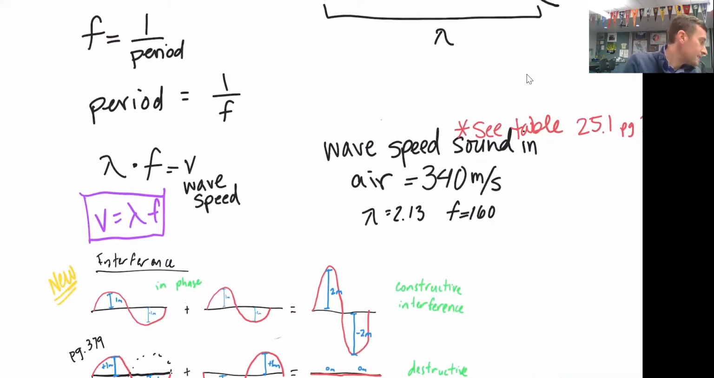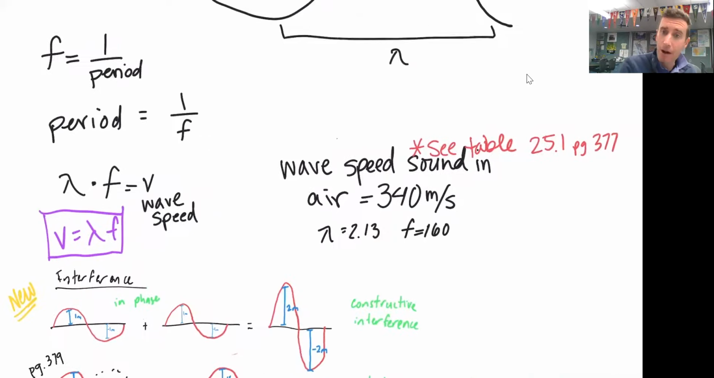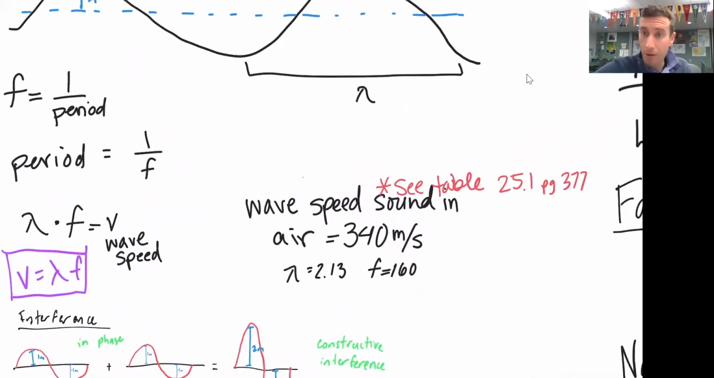Then on 377, it talks about the speed of sound. It shows a little table where the speed of sound remains constant, but the frequency and the wavelength vary. The speed of sound in air, our textbook defines as 340 meters per second. It actually varies slightly depending on the temperature of the air and the density of the air, whether you're at sea level or not, but we're going to say it's ballpark 340 meters per second. That's around 760 miles per hour.